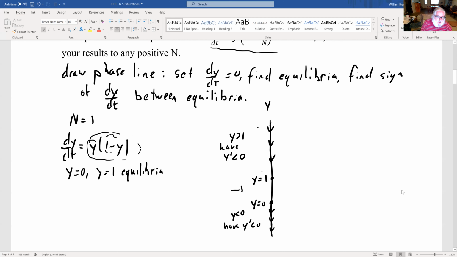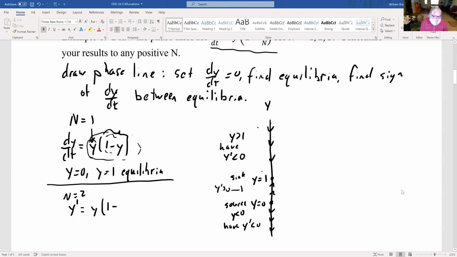Between 0 and 1, if y is between 0 and 1, then y is positive, and this term is also positive. So y prime is greater than 0 there, and so that's what my phase line looks like. That means y equals 0 is a source, or an unstable equilibrium. y equals 1 is a sink. What about for N equals 2? Well, I'm going to abbreviate dy/dt as y prime, equals y times (1 minus y over 2). So my equilibria now are y equals 0 and y equals 2.